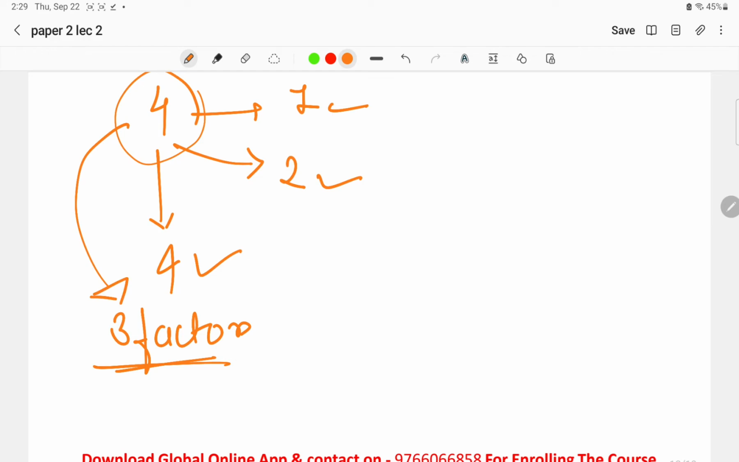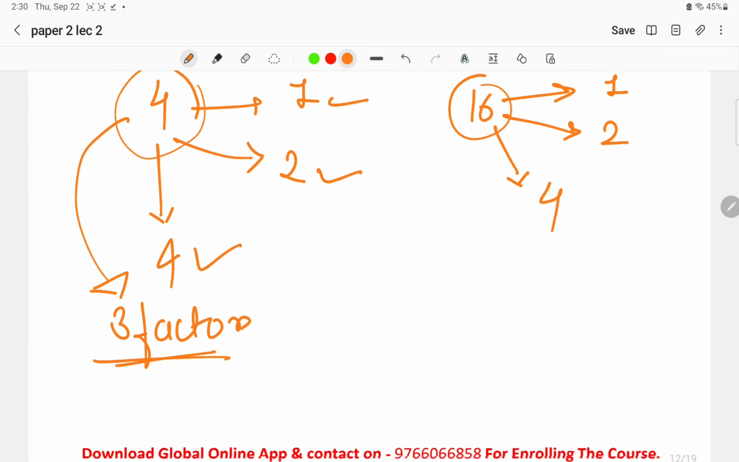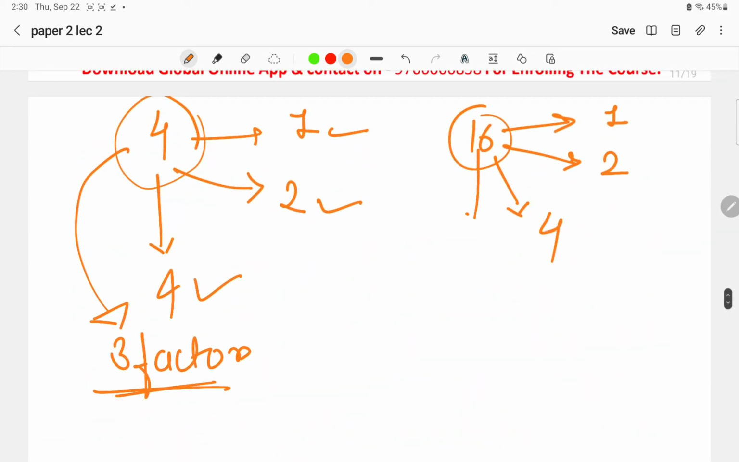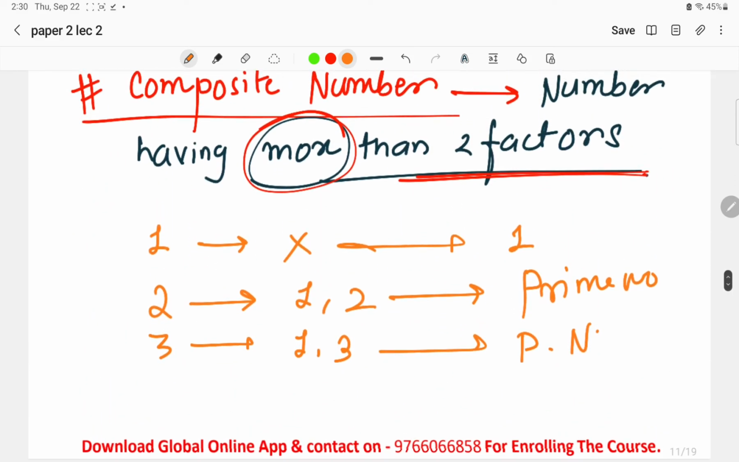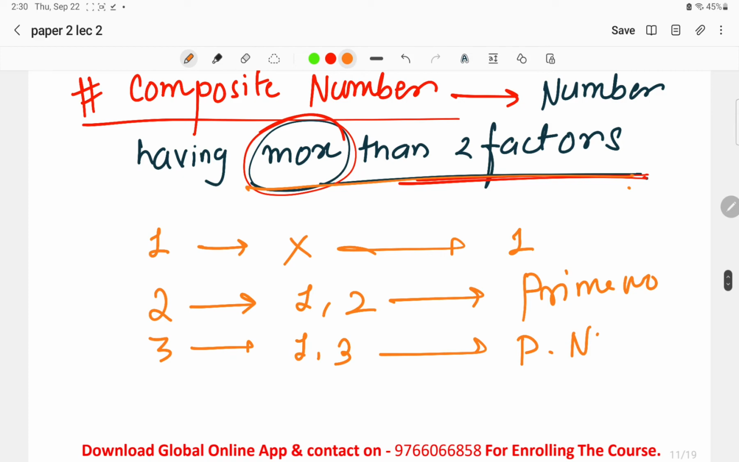Next, if we see 16, for 16, how many factors are possible? It comes in table of 1, it comes in table of 2 also, it comes in table of 4, sorry, not 3. Also it comes in the table of 8, 8 2s are 16. Also it comes in the table of 16, that is 16 1s are 16. So basically how many factors are possible here? 1, 2, 3, 4, 5. So for 16 there are 5 factors. So when the number of factors is more than 2, it means that these numbers are the composite numbers. So composite numbers in mathematics are those having more than 2 factors.